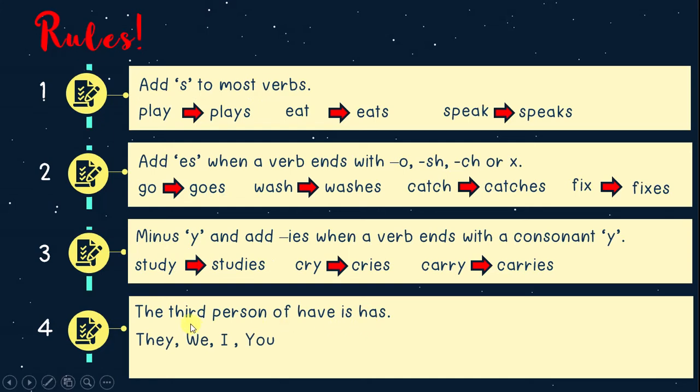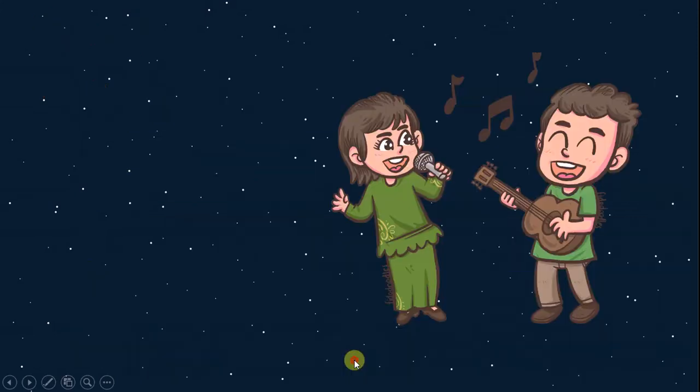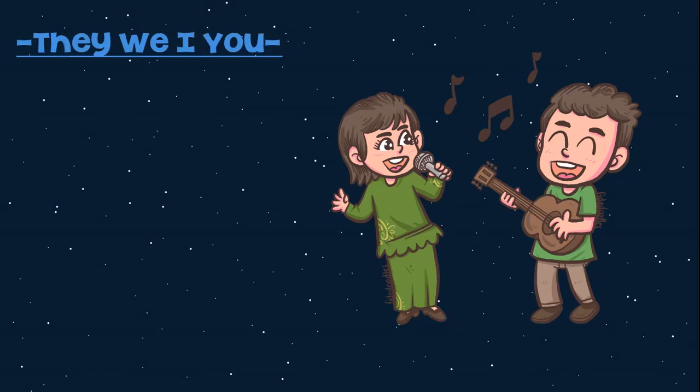Okay, in simple sentence, dalam bahasa yang mudah untuk difahami, kalau subjek dia they, we, I and you, we use have. If the subject is he, she, it, we use has. Okay, next, I would like to introduce a song to you. This song is very useful when you want to answer present simple questions.